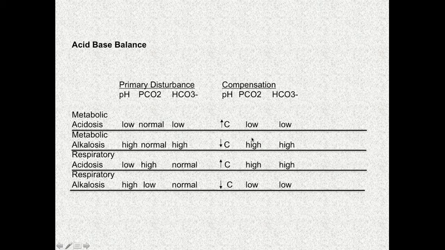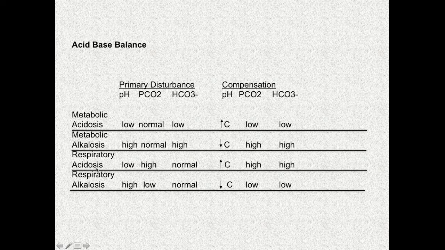PCO2 increases, right? We're holding on to CO2 to compensate for the pH. And HCO3 is still high because that's causing the problem. So you can see with the metabolic acidosis and alkalosis, it's the respiratory system and the change in PCO2 that's actually bringing about the compensation. In the respiratory acidosis versus alkalosis, the situation is opposite.